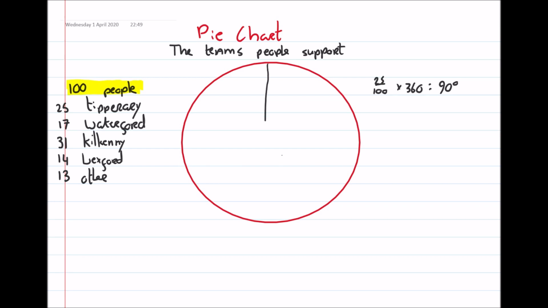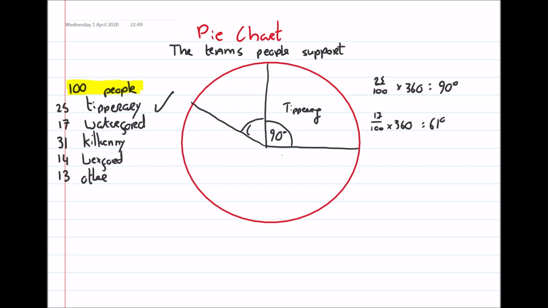When you're doing it, please draw it with a ruler and protractor, but there's our 90 degrees. Make sure to label it Tipperary. Next up then, so there's Tipperary, next up Waterford. So 17 out of 100 multiplied by 360, which will give us 61 degrees, which is probably about there, but again you will be using your protractor.